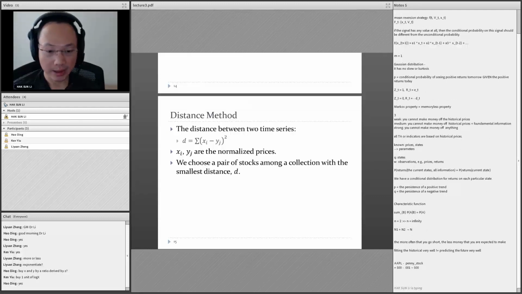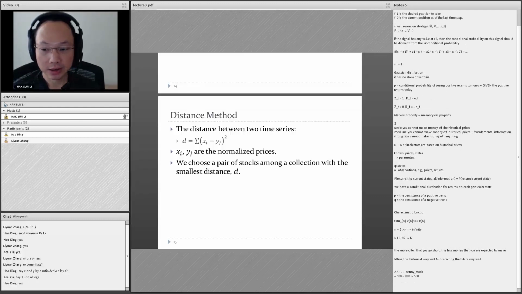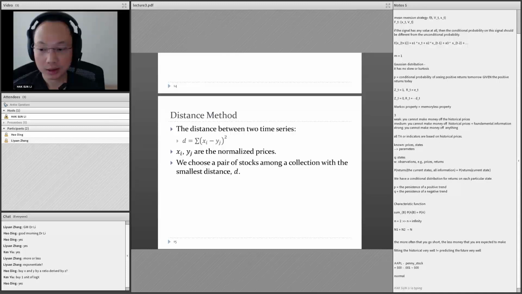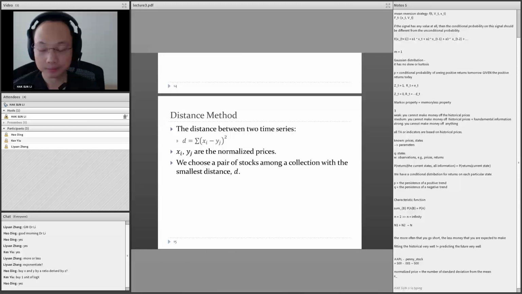Normalization usually means the number of standard deviations. So a normalized price would be like this. Normalized price equals the number of standard deviations from the mean. So it would be x_i equals the price of x_i minus the mean of price, divided by the standard deviation. Okay, so this is a normalized price.